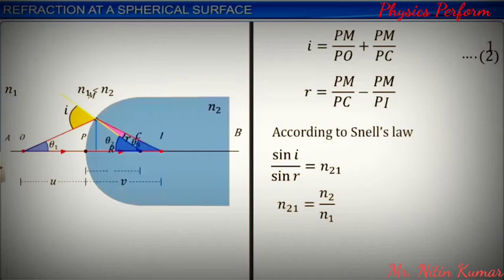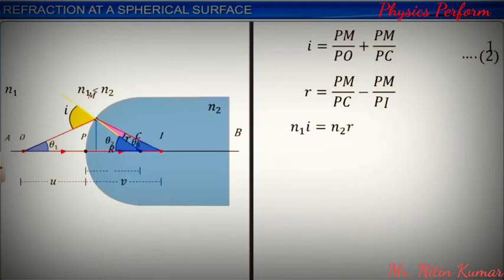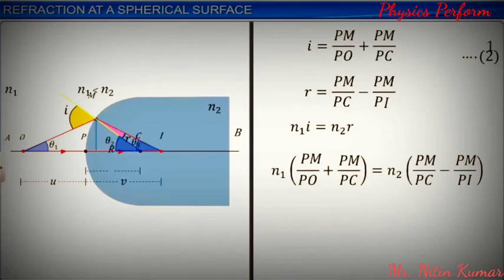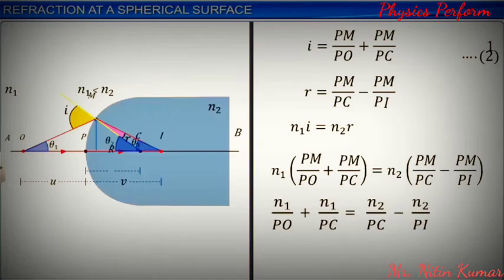But, on applying the Cartesian sign convention, PO is equal to minus U, PC is equal to R, and PI is equal to V. On substituting these values in equation 3, we get N2 by V minus N1 by U is equal to N2 minus N1 by R. Let this be equation 4. This equation gives a relationship between object distance and image distance for refraction at a spherical surface, and is valid for all types of spherical surfaces.